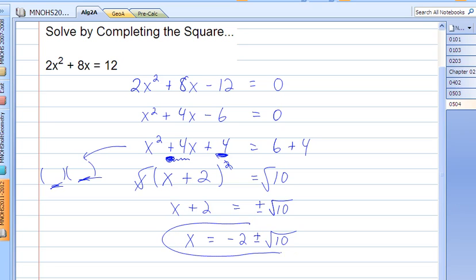This is solving this quadratic. I've solved for x. I really have two answers here. I could leave it like this, this would be fine. Or I could find the decimal equivalent, negative 2 plus the square root of 10, and negative 2 minus the square root of 10. And those are my answers.